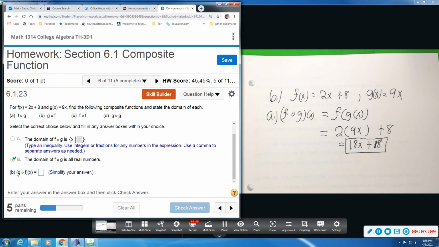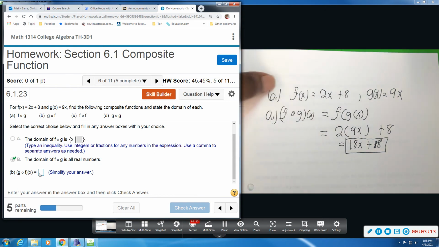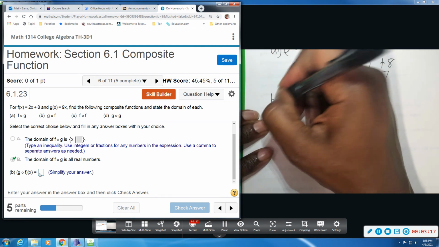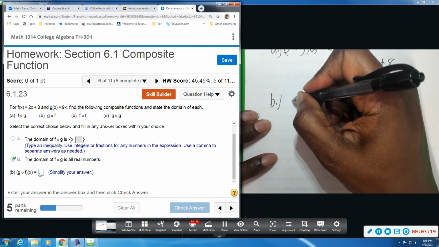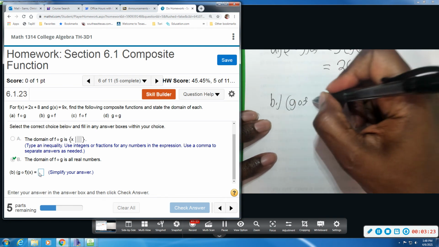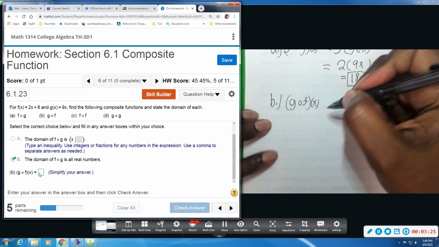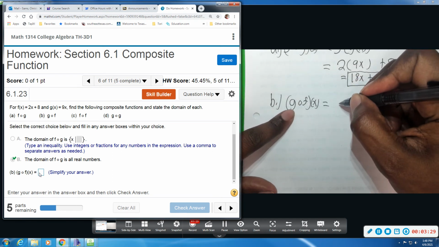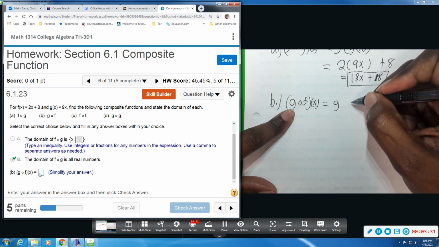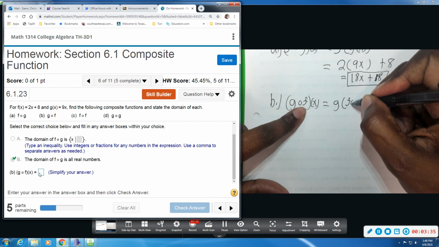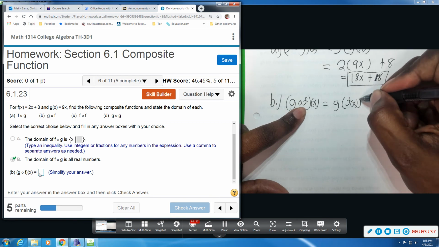Okay, so part 2, we're going to find g of f of x this time. So we're going to do the same process. G of f of x. So my time is going to start out with g this time. G is going to be the outside function. Inside we're going to have f, and then inside we're going to have x.